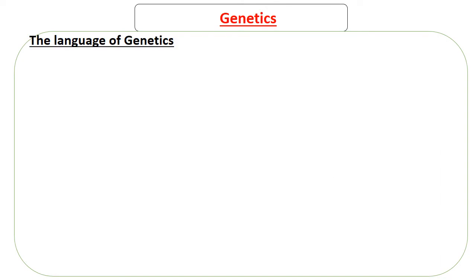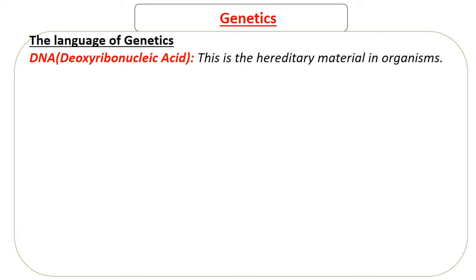First, we're going to acquaint ourselves with the language of genetics. Some terms I introduced in the first video, but we're going to have a fresh perspective. The first is DNA, which is short for deoxyribonucleic acid. So, what is DNA? This is the hereditary material in organisms.